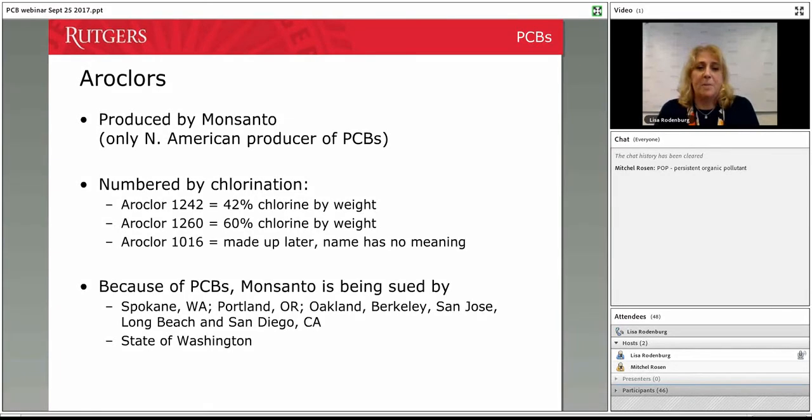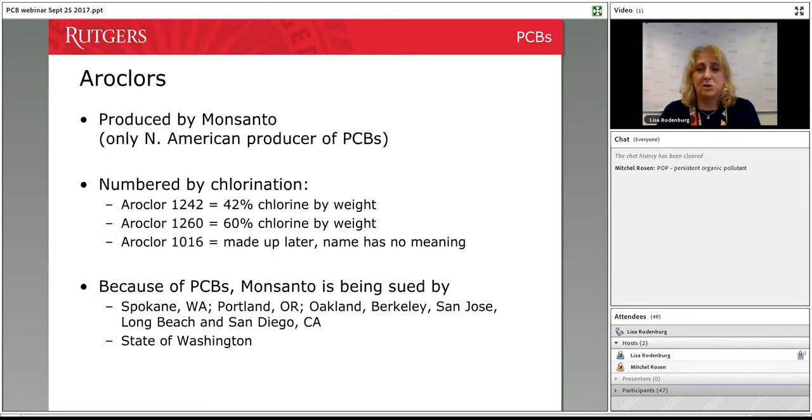These PCBs produced by Monsanto, as I mentioned, were used in all kinds of consumer products and transformers and capacitors and carbonless copy paper and in building materials. And so they've dispersed all over the environment. And every city in the United States has some kind of PCB problem. To a greater or lesser extent, we've all got PCBs, every city in the US.